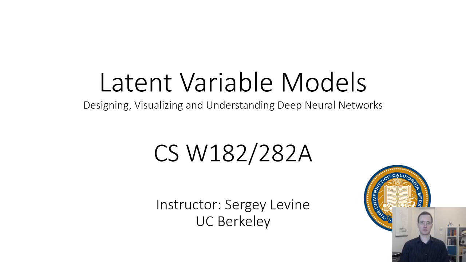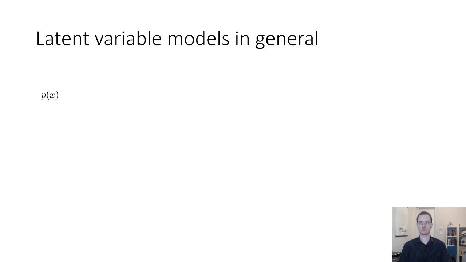Welcome to Lecture 18 of CS 182. In today's lecture, we're going to continue our discussion of generative models from Monday and talk about latent variable models. Specifically, we'll discuss variational autoencoders and another kind of latent variable model called a normalizing flow.